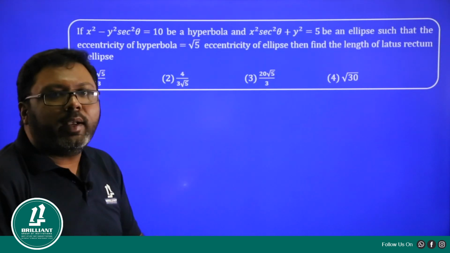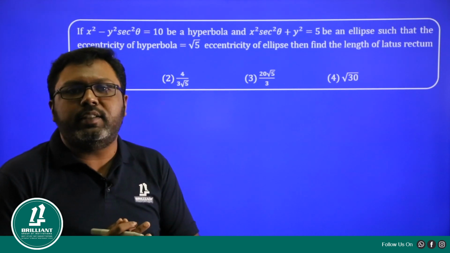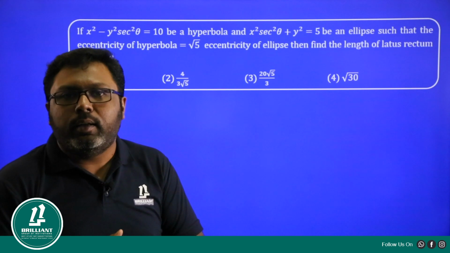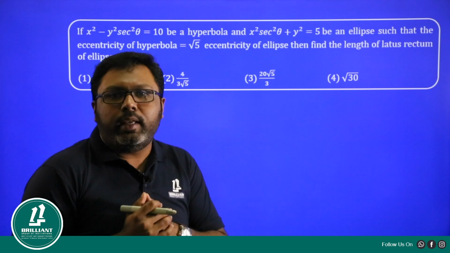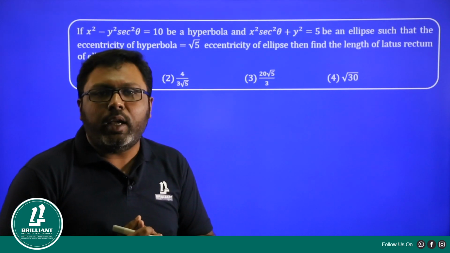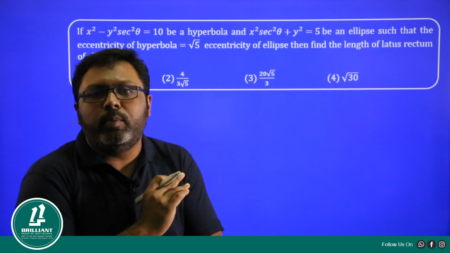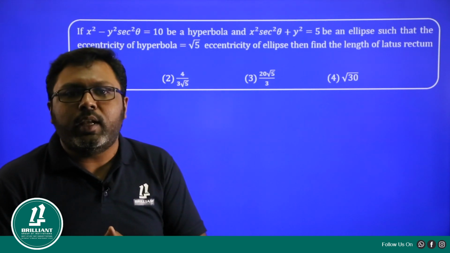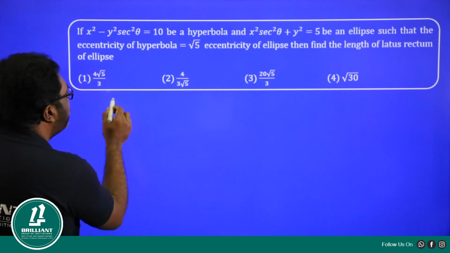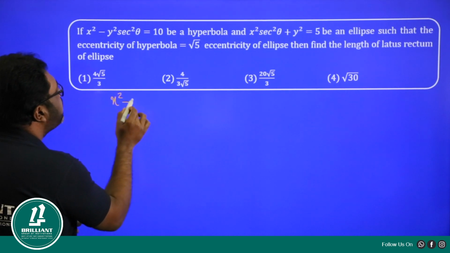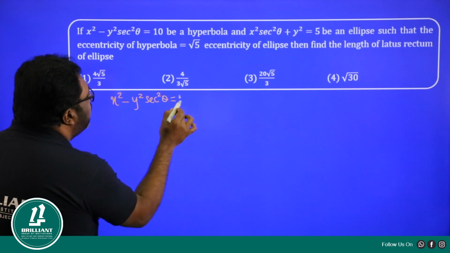Next question. The question says that if x squared minus y squared sec squared theta equals 10 is a hyperbola, and x squared sec squared theta plus y squared is equal to 5 is an ellipse, and the eccentricity of the hyperbola is root 5 times the eccentricity of the ellipse. Now let's try to analyze the equation. What is the equation over here? Equation of the hyperbola is x squared minus y squared sec squared theta equals 10.